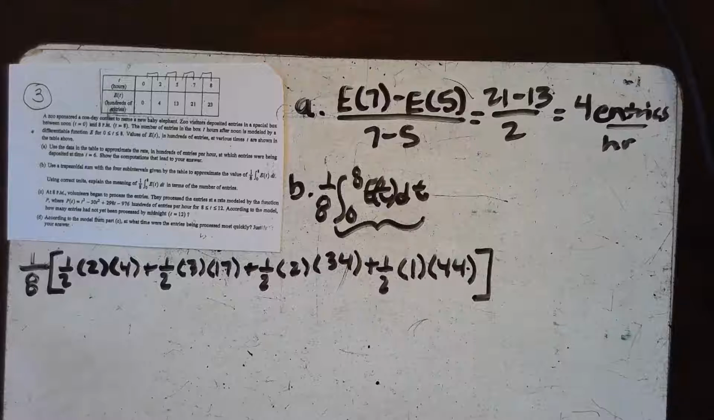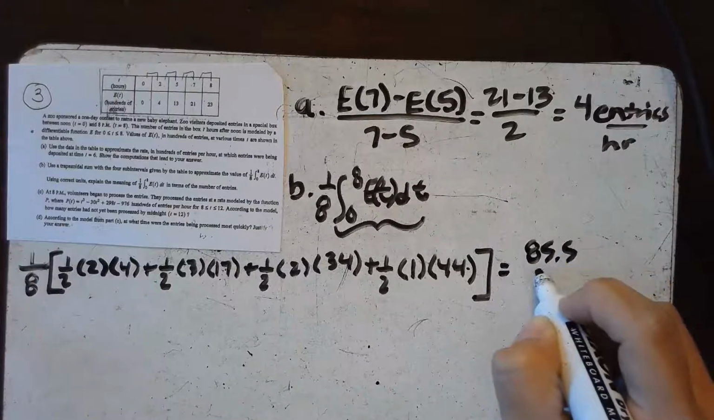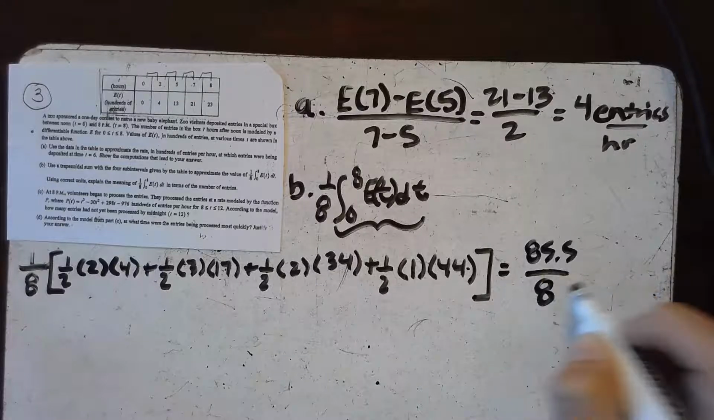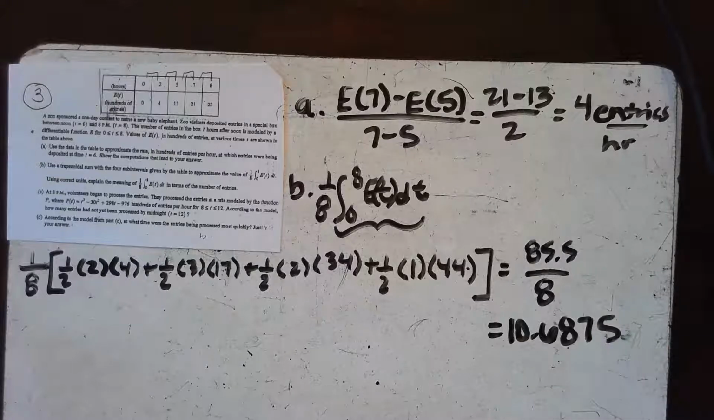All right, so take your calculator, go add all these together. You can do this by hand, but I'm just going to do this quickly. Don't forget the 1/8. You really get 85.5, and then you got to divide it by 8. So the final answer is 10.6875.